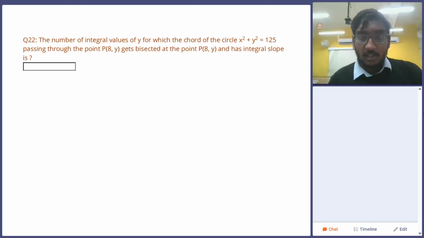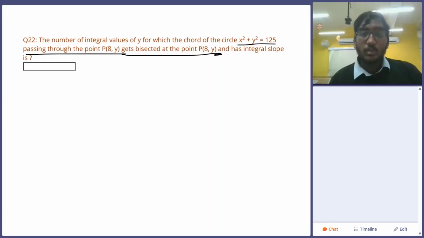They have given the condition that x square plus y square equals 125. The number of integral values of y for which the chord of this circle passing through the point (8, y) gets bisected at this point, and has integral slope. Two conditions are there. One is integral slope. Another thing is based on the equation of the circle, you will derive the condition.